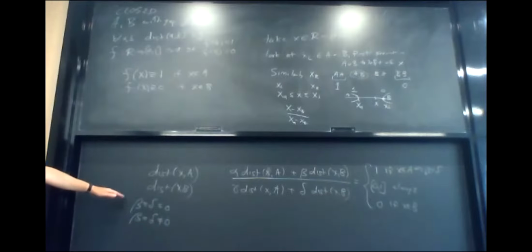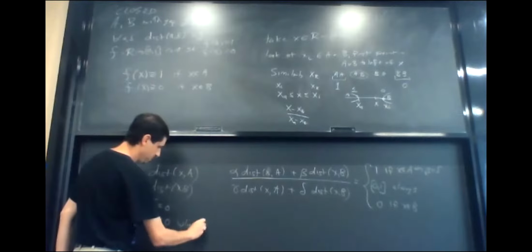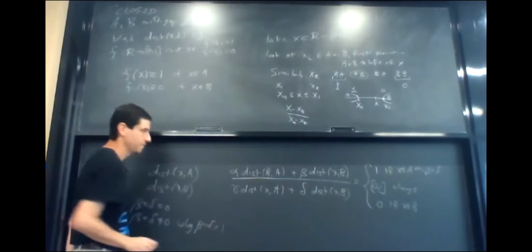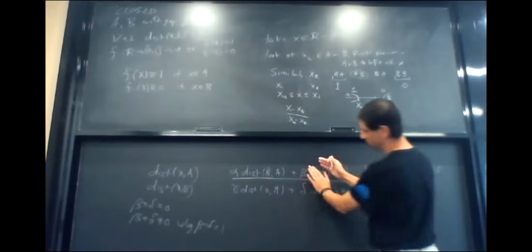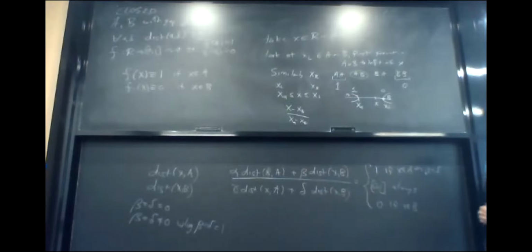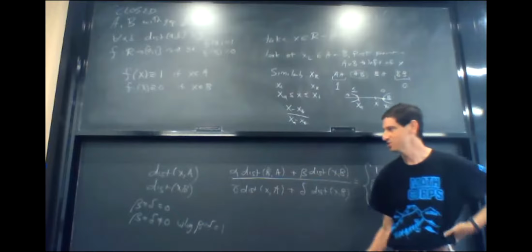If beta and delta are not 0, what can I assume about them? Without loss of generality, beta equals delta equals 1. I don't like it being 0. If it's 0, now we just have the distance from x to A over the distance from x to A, which just cancels. Also, when x is in A, that's 0, so we'll have 0 over 0. So this scares me.